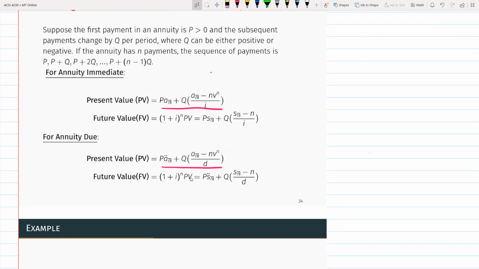You can see right away the similarities: an, Q an minus nV, and then here you have a double dot. So for annuity due you have this one, and for immediate, you have immediate and i. Otherwise, it's very similar. For future value, you can always use this nice formula: future value equals present value times 1 plus i to the n. If you remember the present value formula for general arithmetic progression annuities, then the future value derivation is not that hard.